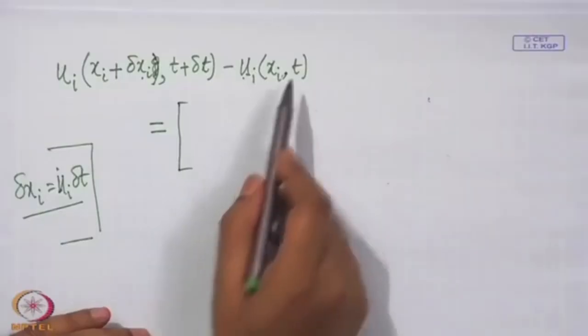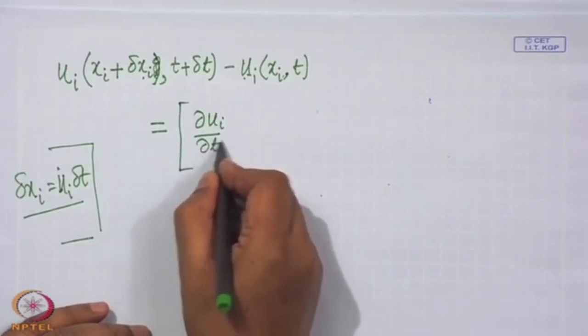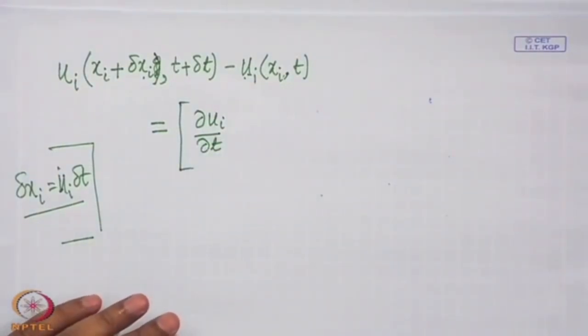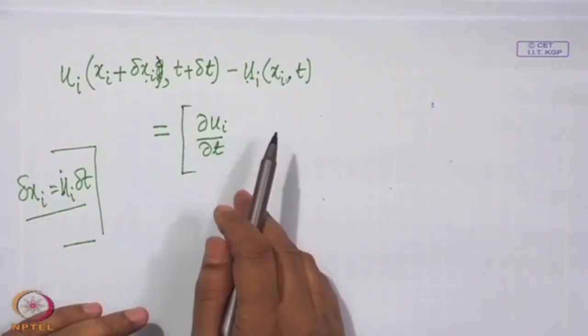There are four variables now: delta t, delta x 1, delta x 2, delta x 3. The delta t term has of course no problem, it is simply d u i d t into delta t. For the time variable, this is straightforward: d u i d t delta t, plus it will be again d u i with d x 1, d x 2, d x 3, not simply d u i d x i.